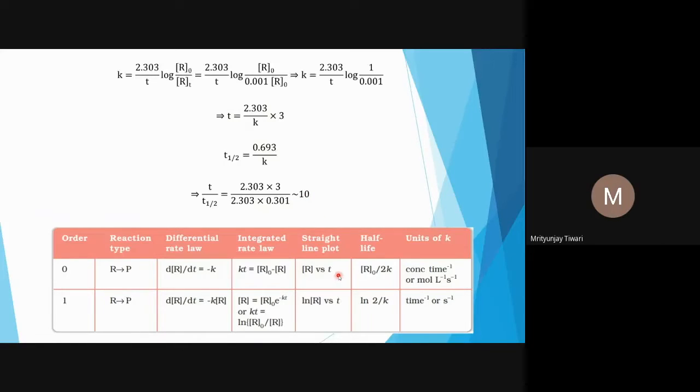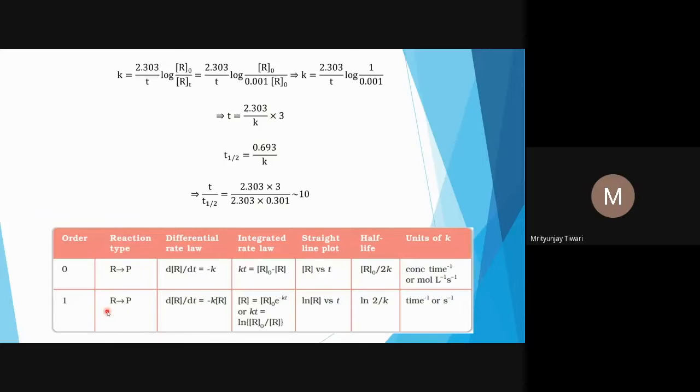Now all the things for the zeroth and first order reactions are summarized here in this table. For the zeroth order reaction, one can represent the reaction type as R to P. First order one can also represent as reactant to product, R to P. The differential rate law, as we have shown earlier, is minus dR divided by dt is equal to k, or similarly one can write it as dR by dt is equal to minus k.